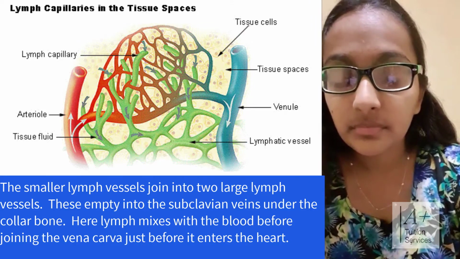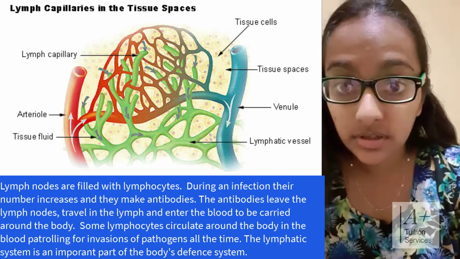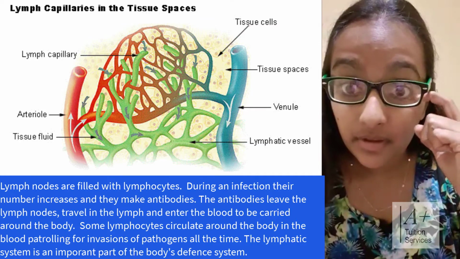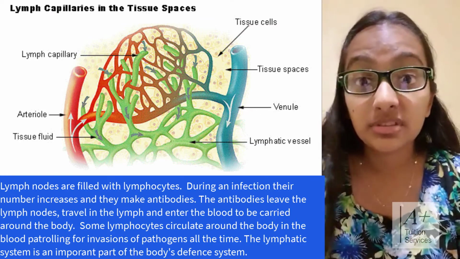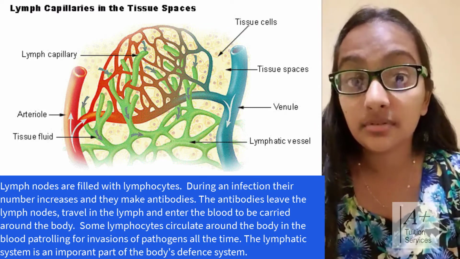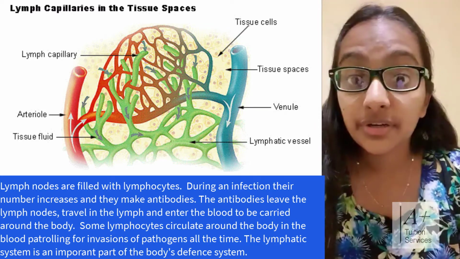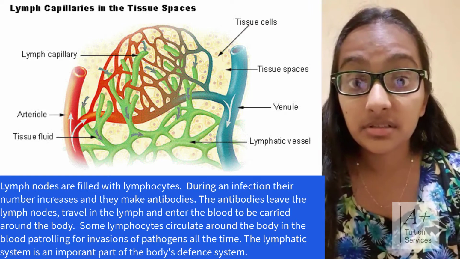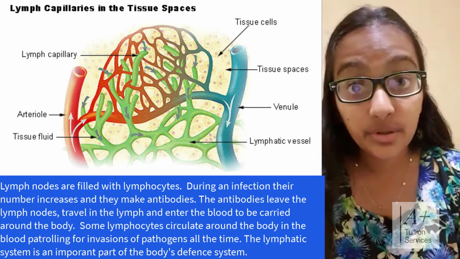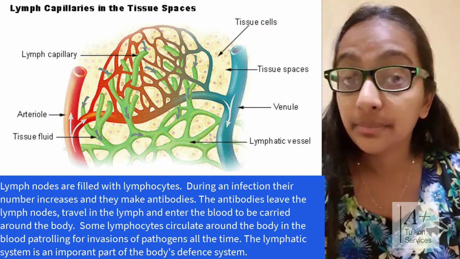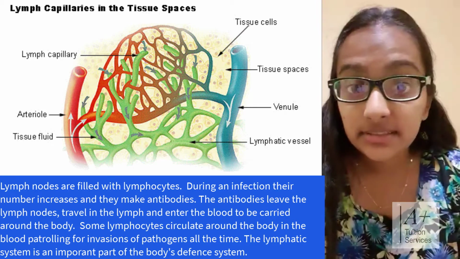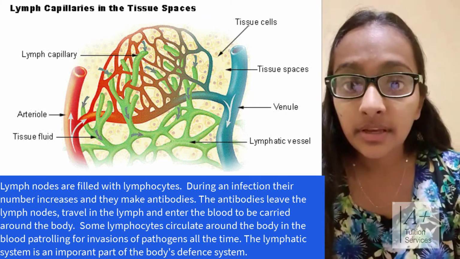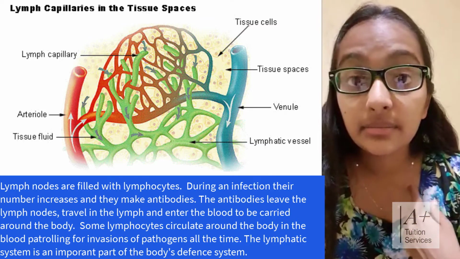Other things to note is that lymph nodes are filled with what we call lymphocytes, and this is basically a type of white blood cell that during an infection their numbers increase to make antibodies to fight off the pathogens or foreign objects. The antibodies leave the lymph nodes.